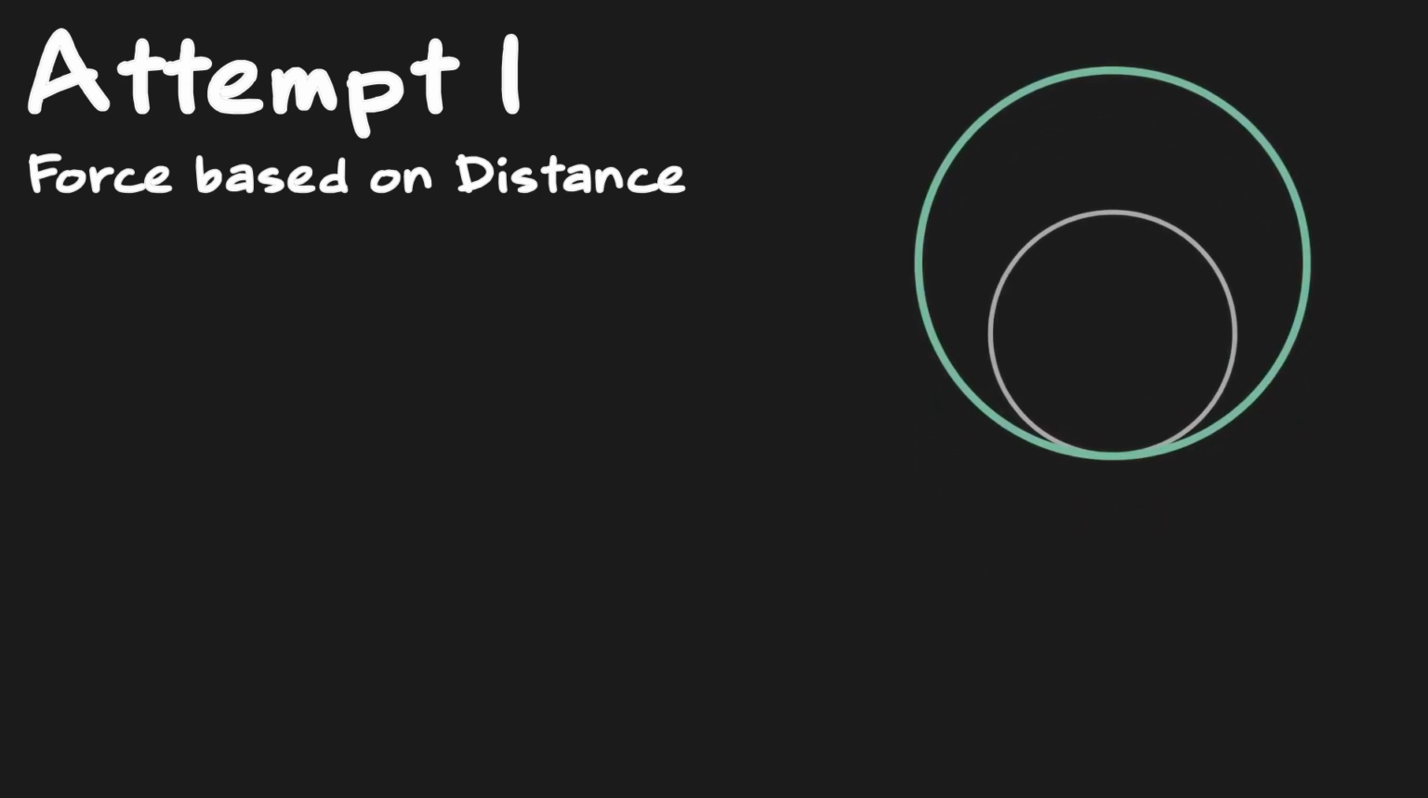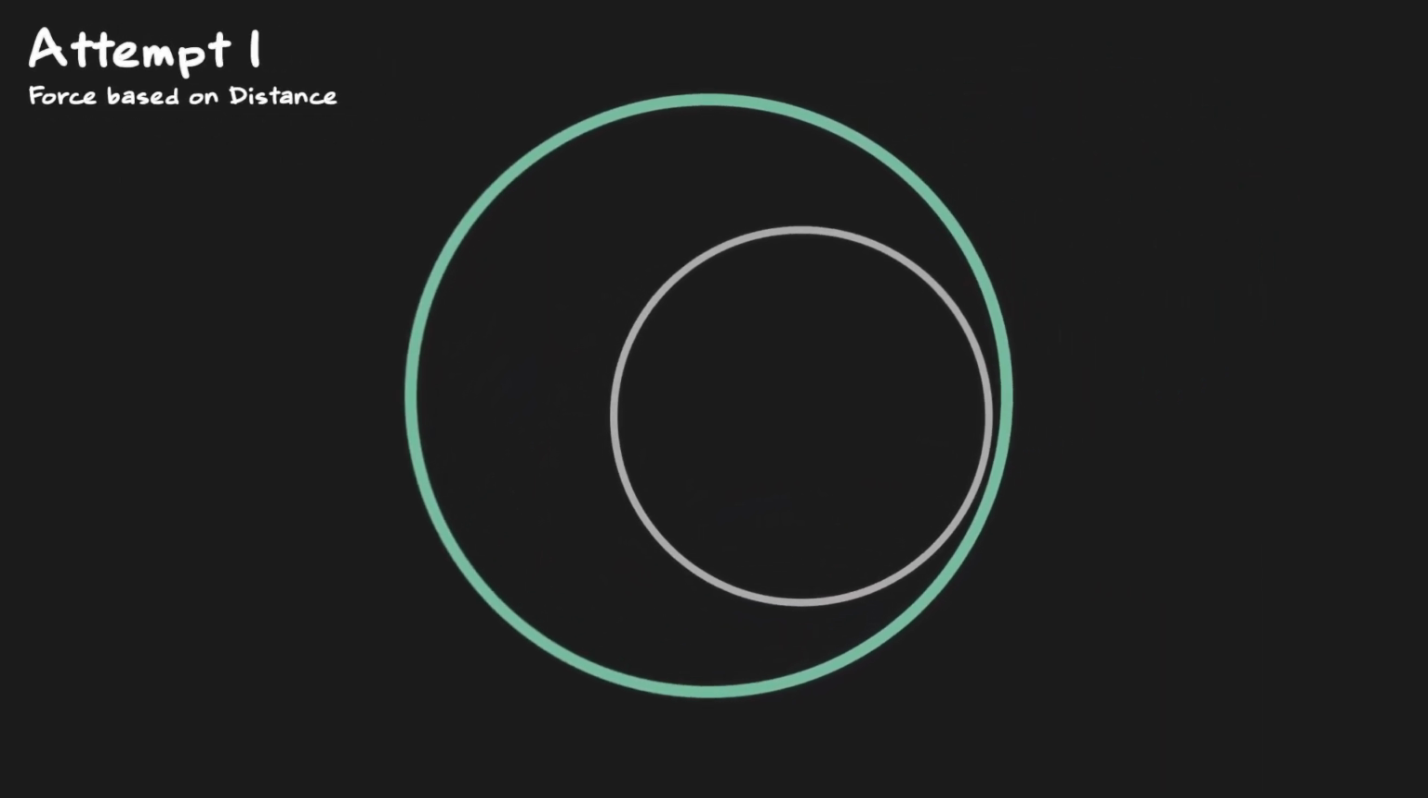Attempt 1. Force based on distance. Because both of the important aspects of googly eyes are circles, it becomes very easy to tell when the pupil has left the eye. We can flatten the disc into a line, input the radii of each circle, and calculate how far away from the center of the pupil it can be before it's touching the edge.